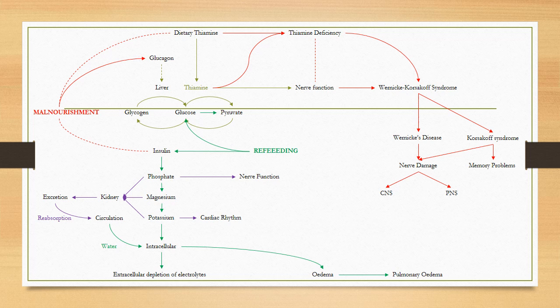And if you have a lot of electrolytes inside a cell, that leaves nothing outside a cell. So in the circulation, you get extracellular depletion of electrolytes. Okay? And that means the heart can't get it, so you get problems with cardiac rhythm, such as arrhythmia, hypotension, and cardiac arrest. And if there's not enough phosphate in circulation, then you can't get good nerve function, and then you get seizure and altered mental state. And that's pretty much it for refeeding syndrome.